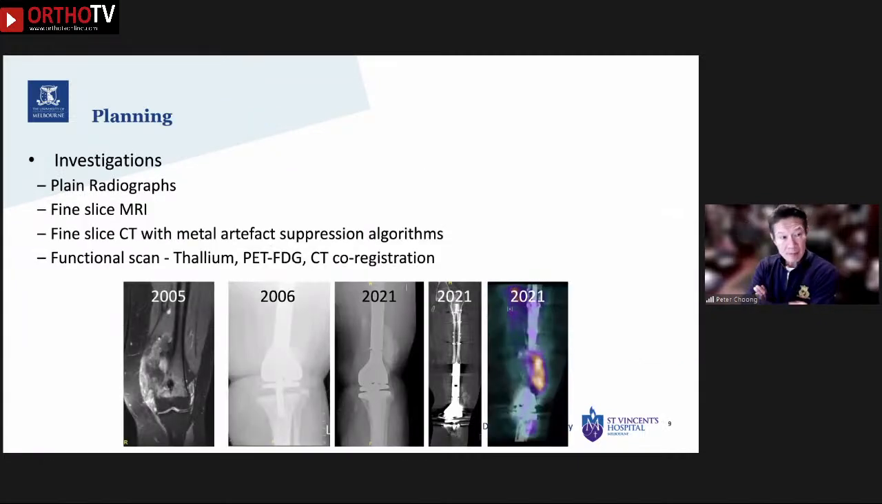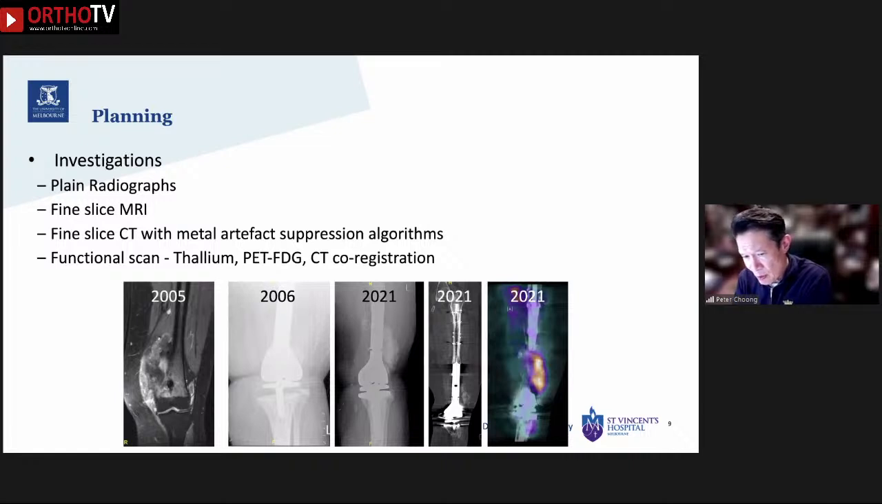So with that said, planning, as we heard earlier from Bhavin, investigations and how you might choose to use those, really, really important. This is a person I operated on in 2005 with an osteosarcoma, presenting 16 years later with this heterotopic bone. And the question is, what was it? Patient had an infection and loosening and had been revised about 10 years ago. Was this related to that or not?